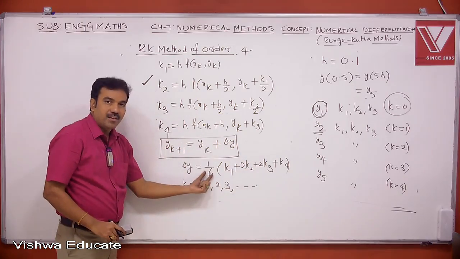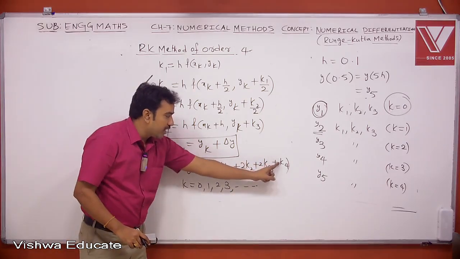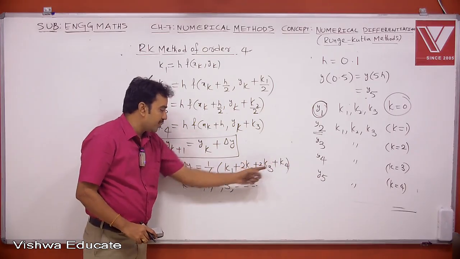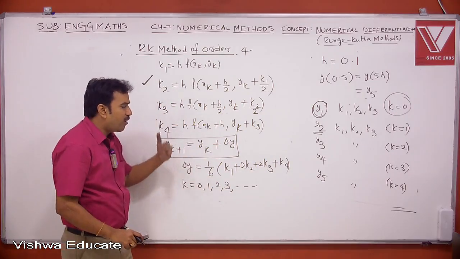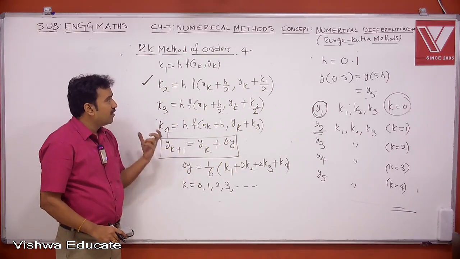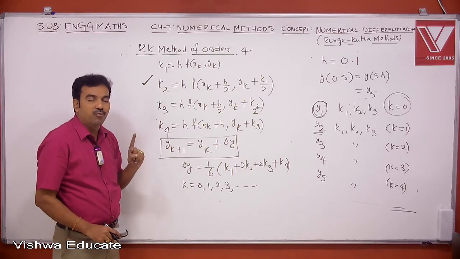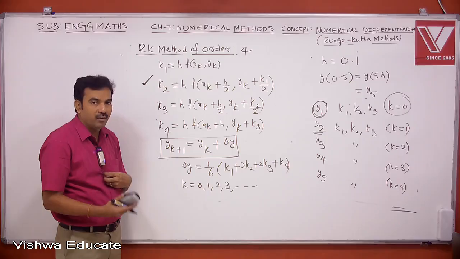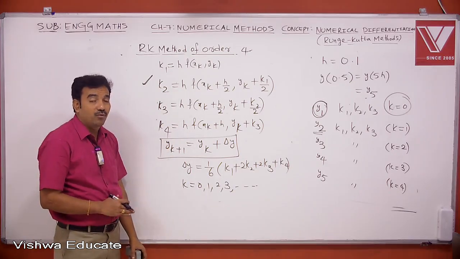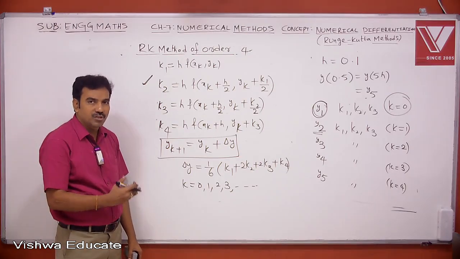This is 6. How are we distributing 6? 1 unit to k1, 1 unit to k4, and 2 units each for k2 and k3. So 1 plus 2 plus 2 plus 1, that is 6. So the formulas are very simple to remember. This is the way to evaluate y values in RK method of order 4. So in every iteration, we need to find 4 values, k1, k2, k3, k4, right? Therefore, among all these methods, RK method of order 4 is so effective because it gives a value very close to the original value, right?